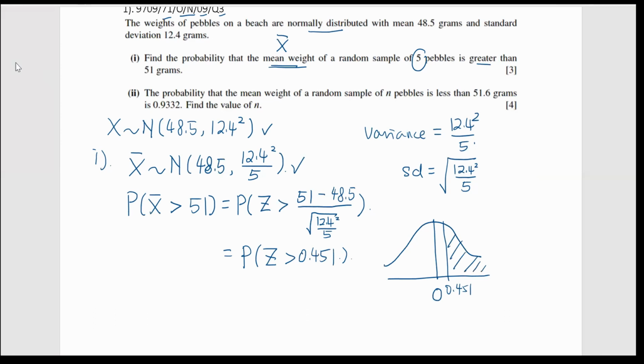As we know, according to the distribution table given to us, the area, which is the probability given, is going to be the value all the way to the left. Hence, we are going to take 1 minus, right, to find out the answer.